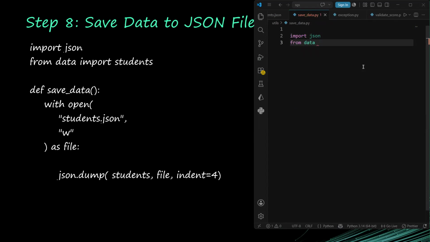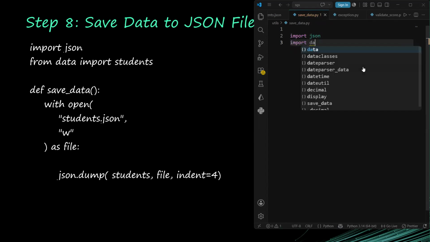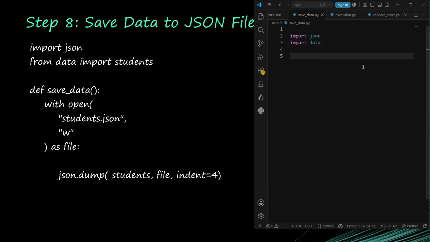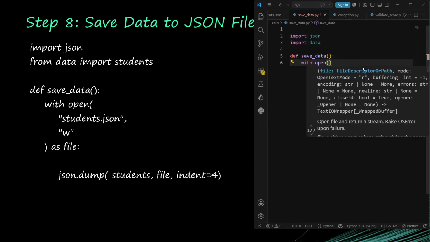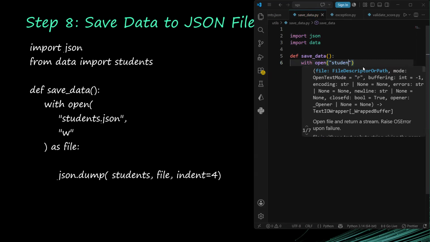So I'm also going to say from data, I want to import, or I can just say import data. Now I create a function called save underscore data. It takes in no parameter. Don't worry, this thing I'm writing now, you're going to learn it in the next chapter. This is open with open. What do we want to open? We want to open a file called students.json. Make sure that this name is correct.